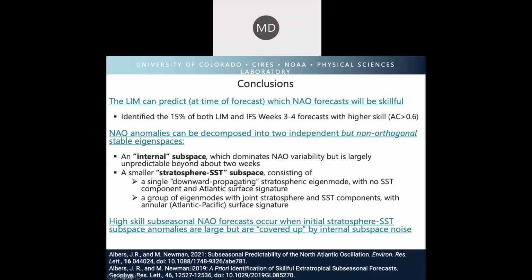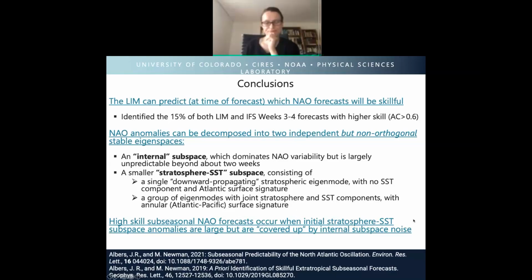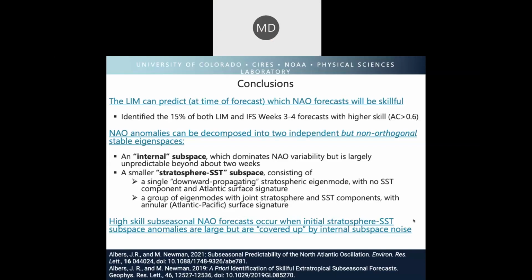Hi, I had a question. Go ahead. The SST and stratosphere components, are those in some sense connected to each other, or are they just fortuitously coincident?